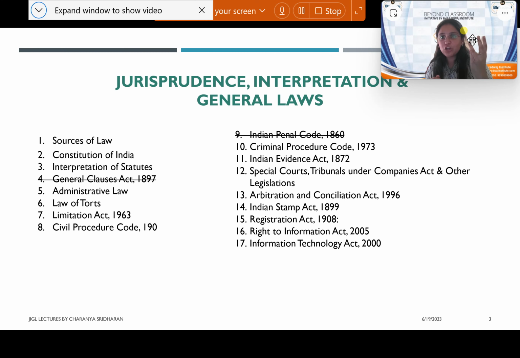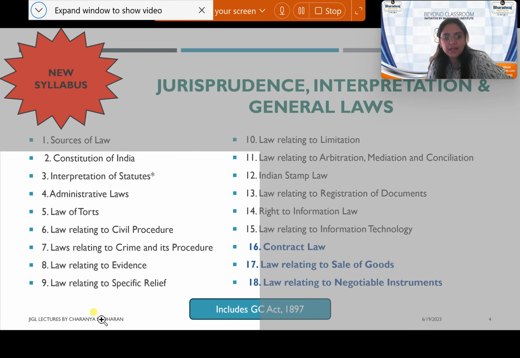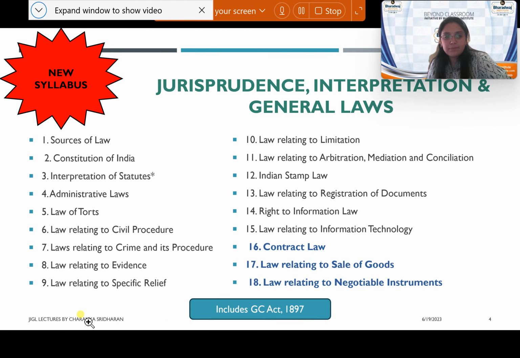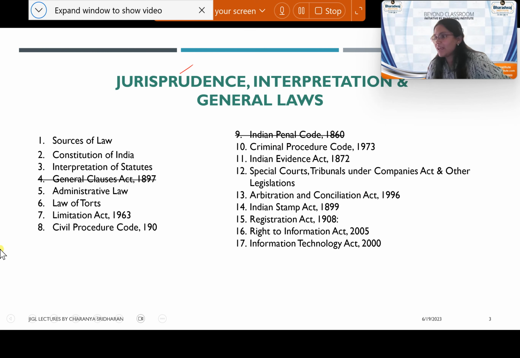Typically, 3 different topics. I will talk more about it as we go forward. The name and the meaning of the subject, I will come to a bit later. Let me first tell you the evolution of this paper. Look at the syllabus arrangement, everybody. We had 17 chapters, all of them independent. Notice it: sources of law, constitution, interpretation, general clauses, administration, torts, limitation, civil procedure, Indian Penal Code, criminal procedure, evidence, courts, tribunals. So 17 different chapters were there.